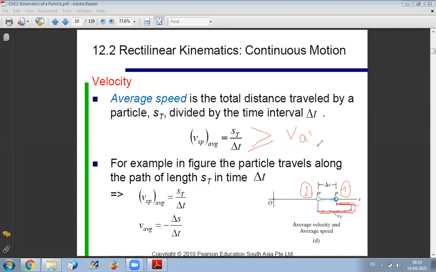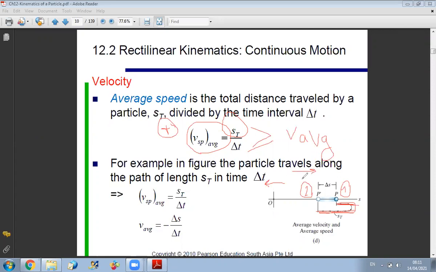In case I am not changing direction, and I'm moving in the positive direction, then they will be equal. In case I'm not changing direction and I'm moving in the negative direction, then the average speed will be minus the average velocity, because the average speed is always positive. So this is a positive number since I'm dividing a distance by time, and distance is positive. So average speed is never negative. It's always positive. However, the average velocity can be positive, can be negative, depending on the direction of motion.